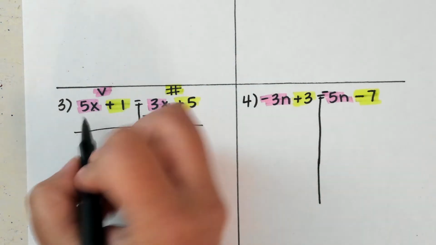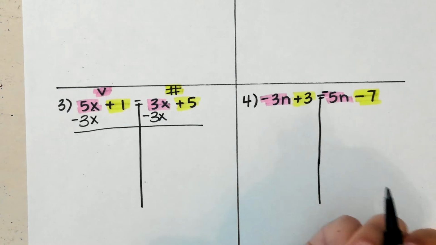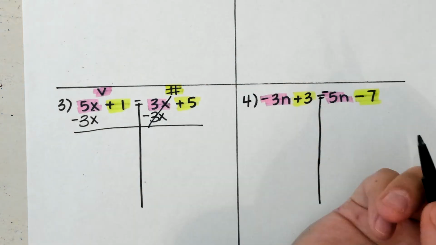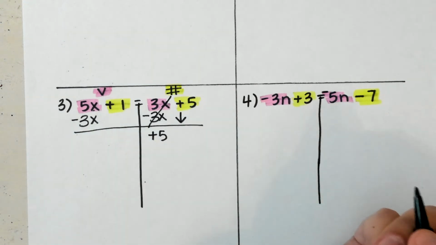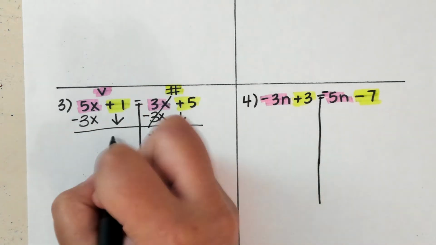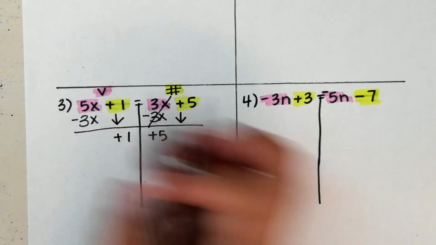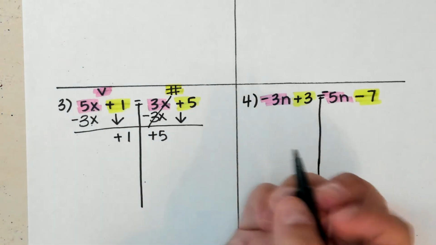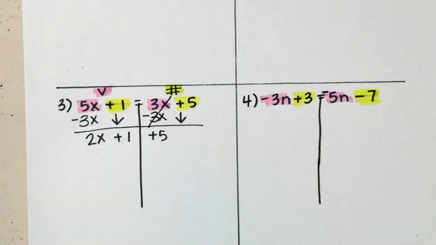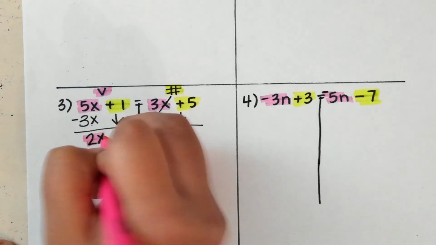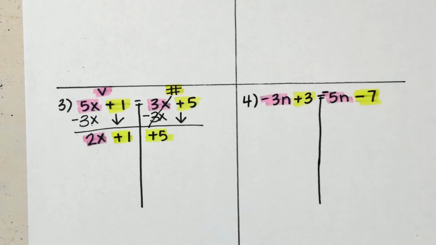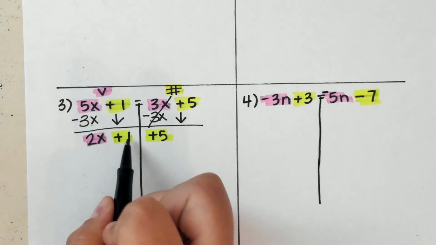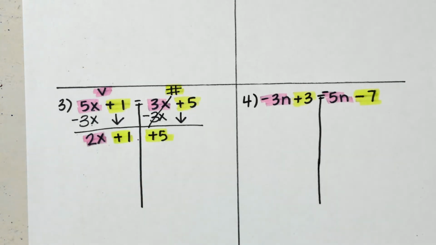Whatever you do to one side, you have to do to the other side. These are going to cancel. I'm going to bring down the positive 5. I'm going to bring down the positive 1. And then 5x minus 3x is 2x. So now I have 2x plus 1 equals 5.